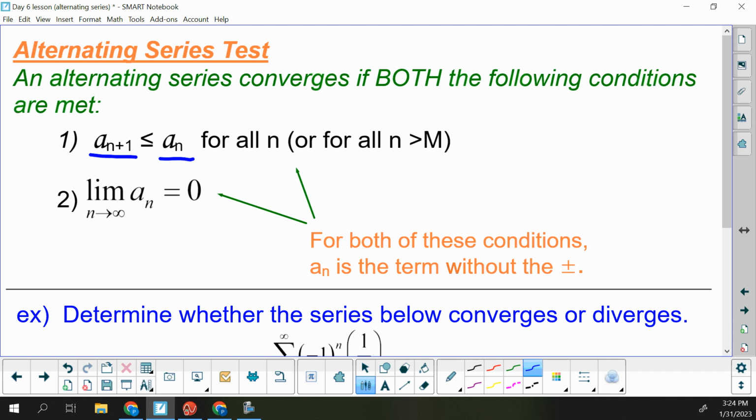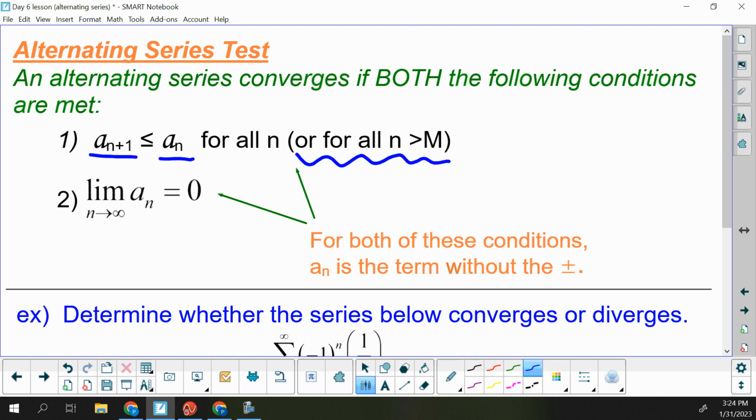Now, when we say the next term is less than, sometimes it might take a few terms for that to happen. So what this is saying is basically eventually that's true. Sometimes maybe you'll sub in 1 and 2 and 3 and that's not true. But then from 4 on, the next term will be less than the term before it. So as long as that's eventually true.